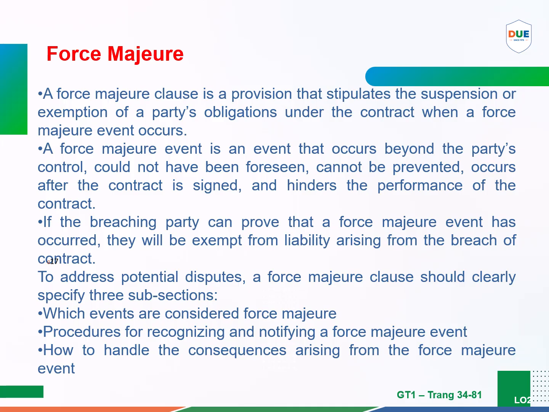To minimize disputes, a force majeure clause in the contract should be clearly and fully drafted. It should include a list of events considered as force majeure, such as natural disasters, wars, epidemics, embargoes, or changes in government policy, procedures for acknowledging and notifying the occurrence of a force majeure event, and methods for handling its consequences, such as extending the performance period, suspending obligations, or terminating the contract if the event persists.